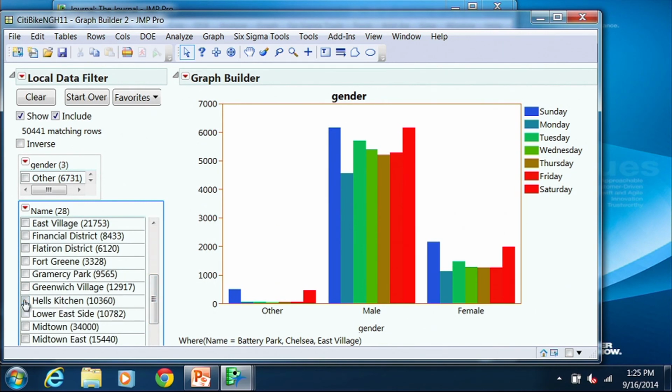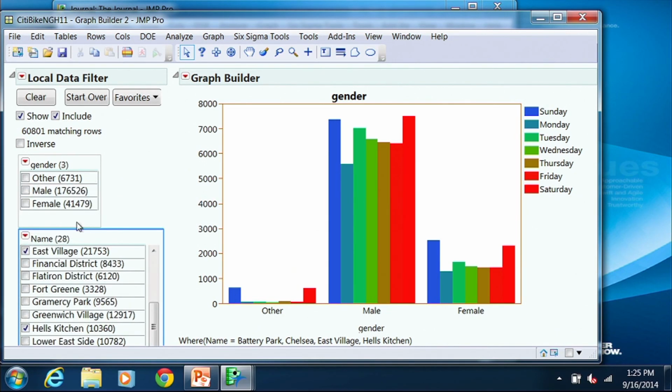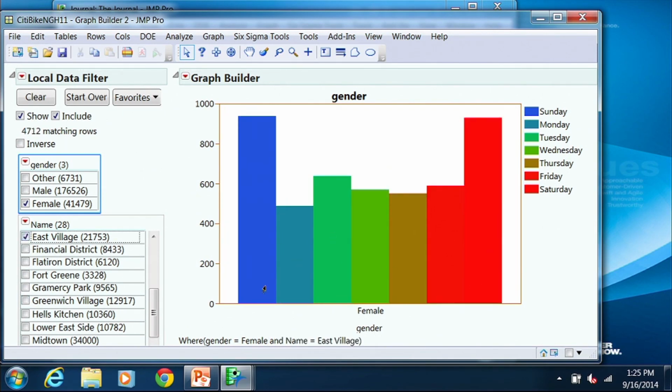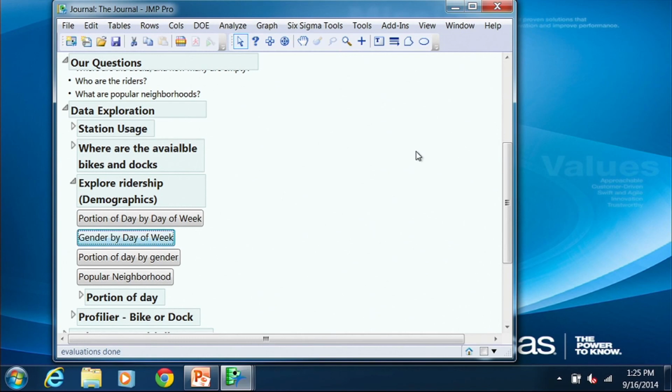And so this was kind of interesting to us on how the gender break happened. We bring this out, and I can just select females, and then we can look at East Village here and just see the ridership of what happens. So now that brings us to our next question. The neighborhood, what neighborhoods are most popular? What's happening?